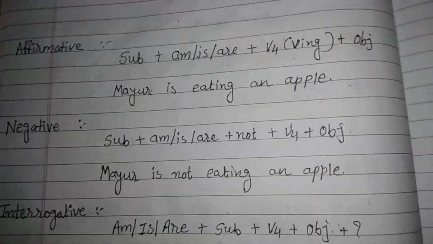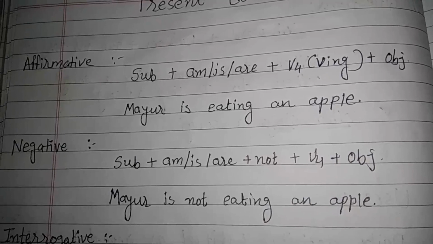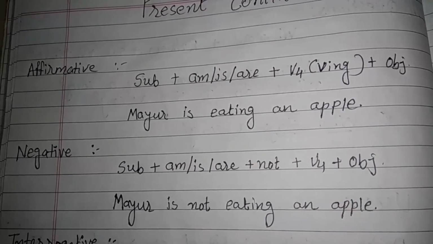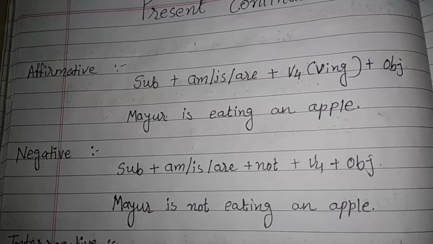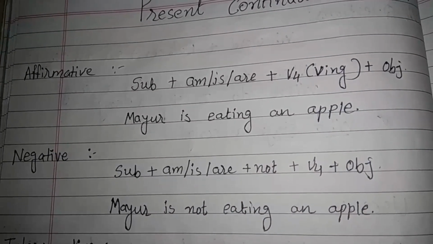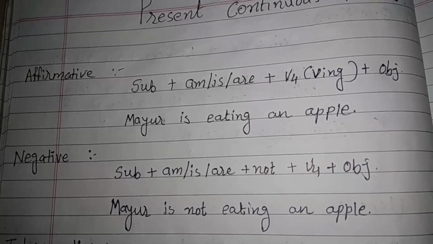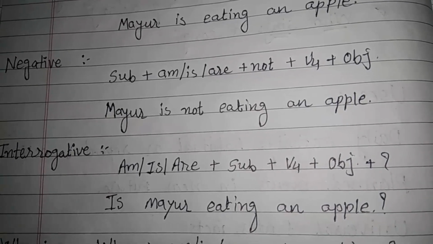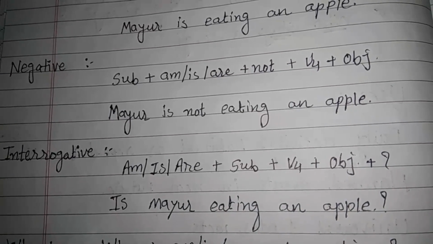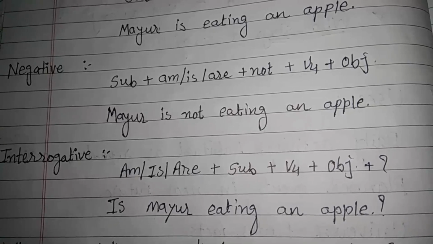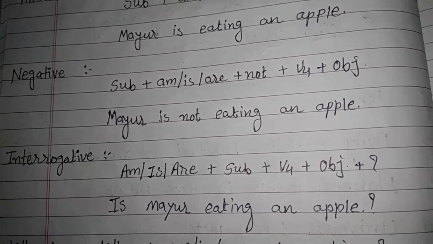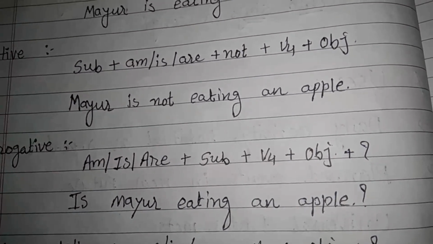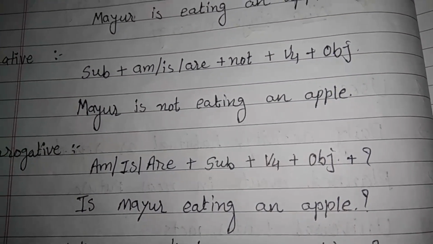The negative sentence format is subject plus am, is, are plus not plus V4 plus object. Example is Mayur is not eating an apple. Interrogative sentence format is am, is, are plus subject plus V4 plus object plus question mark. Question mark is very important. Is Mayur eating an apple?